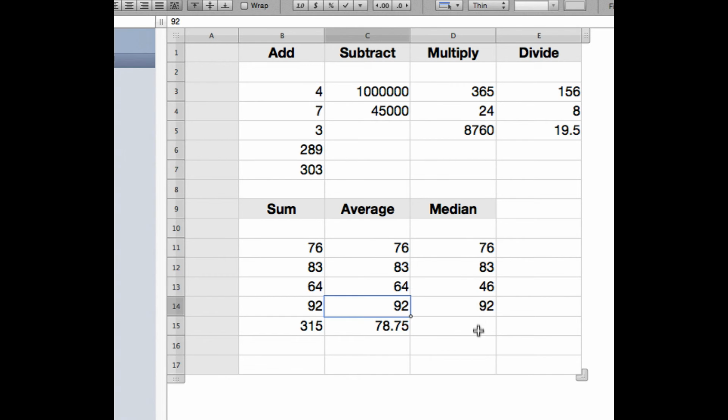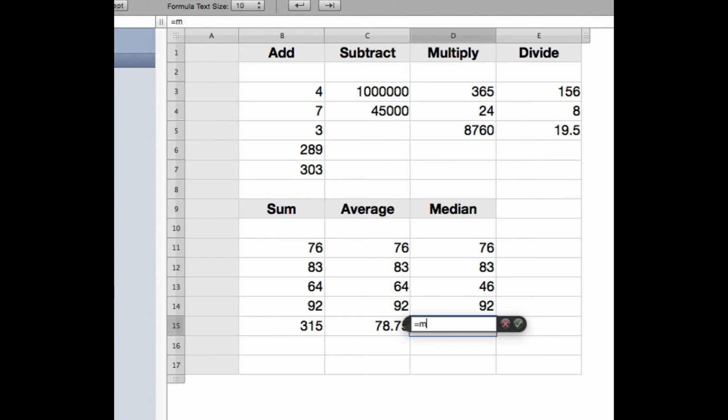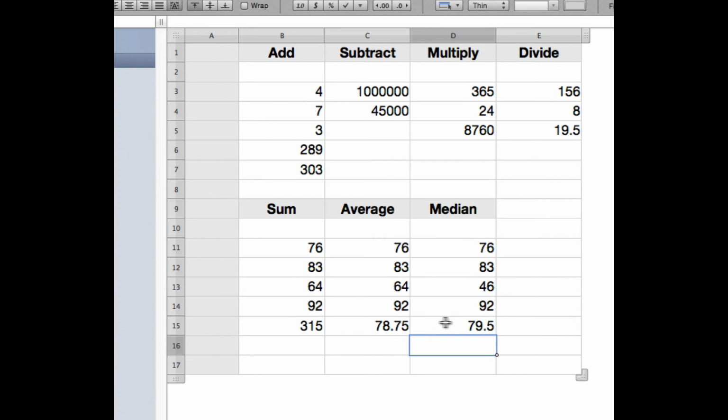But we really want to find out what your median is. So let's find out what that is, because we use that all the time in science. Equals M-E-D-I-A-N, begin parentheses. Ooh, it did it. It jumped up into capitals. Take all these and end parentheses, enter, and the median is higher than the average. Look at that.